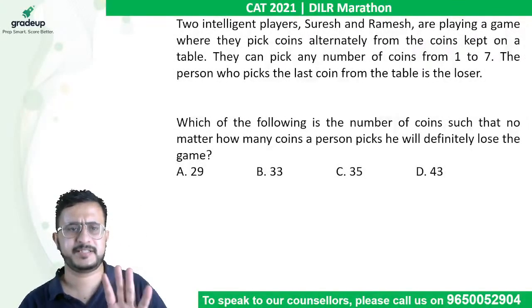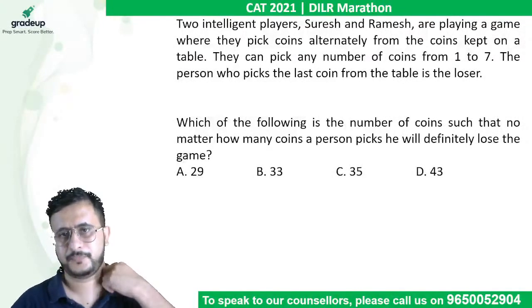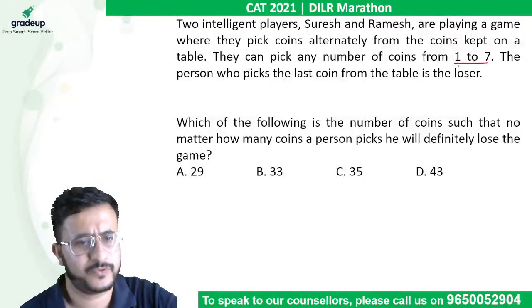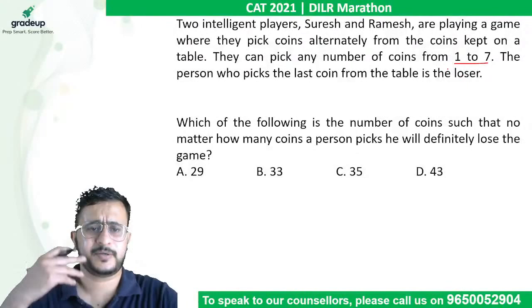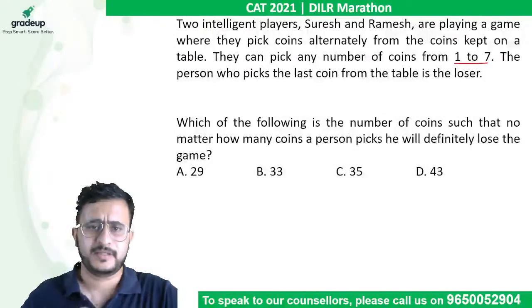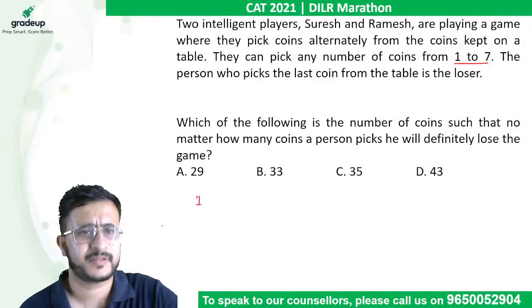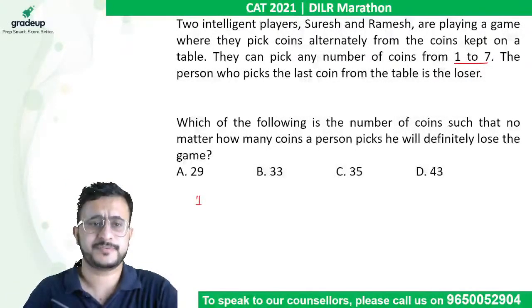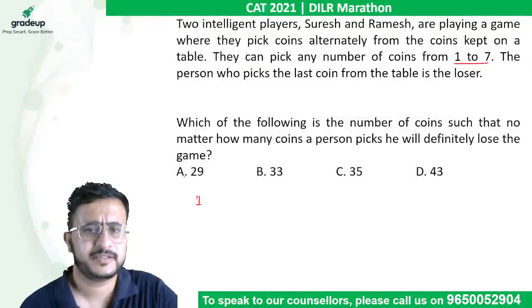Okay, now see, understand this question. In these questions, the people play logically, right? Now, what is the condition? You can pick any number of coins from 1 to 7. The person who picks the last coin from the table is the loser, right? Okay, suppose I am playing the game. Now, if there is one coin left on the table, what will happen to me? It's my turn to pick the coin. If I pick that coin, I will lose, right? Because the last person who picks the coin is the loser.